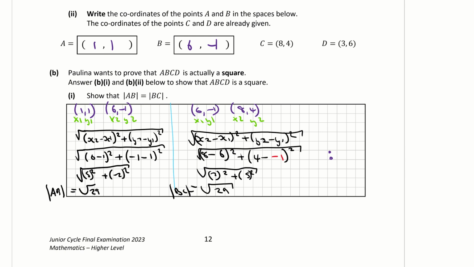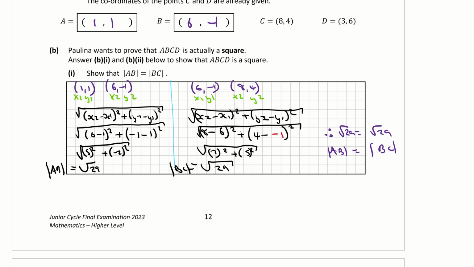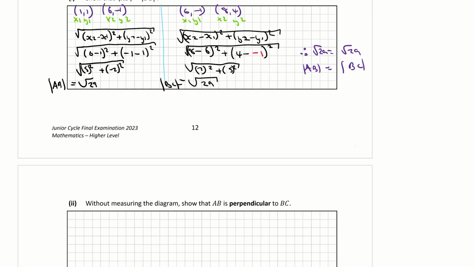And therefore, square root 29 is equal to the square root of 29. So AB is equal to BC. So I'm just stating that they are equal there. Okay, so that's part 1 done.